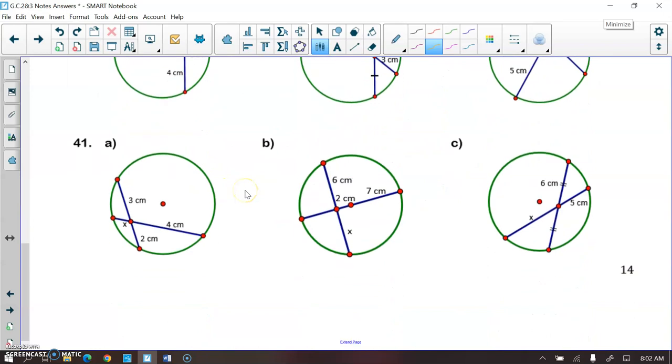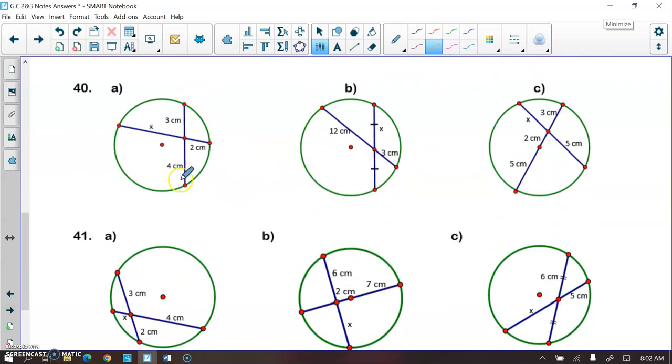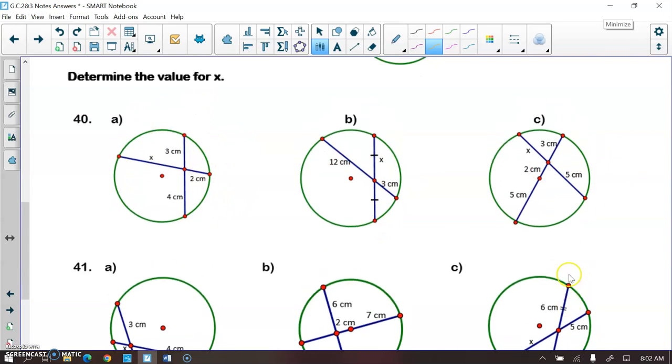So for numbers 40 and 41, it looks like all of these are related to two chords intersecting on the inside of our circle. So what we do is we take a portion of one of my chords times the other portion of that chord, and we set it equal to a portion of my other chord times my other portion of that same chord. So here I have 2x is equal to 12. Dividing by 2, I get x is 6.